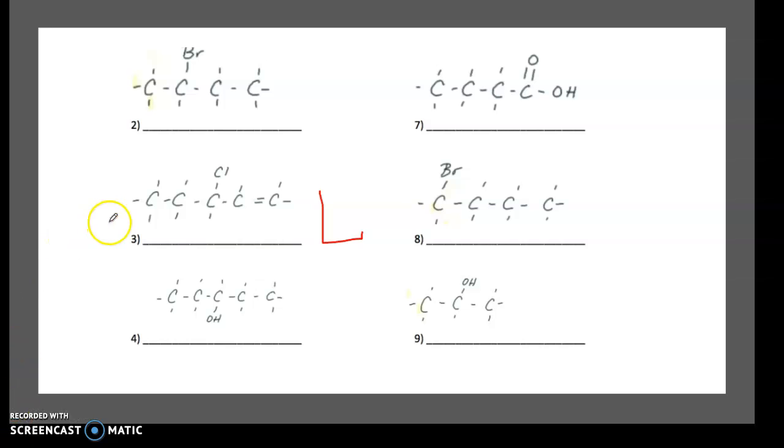So, let's do this. Number 2, okay, I see the number 2 over here. We have a Br. That's different from this compound. And I know that when I looked at table R, if I have a Br, that means I have a halide.